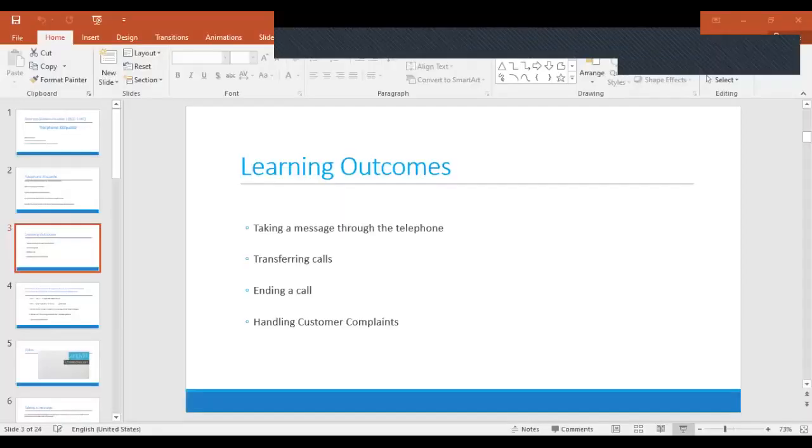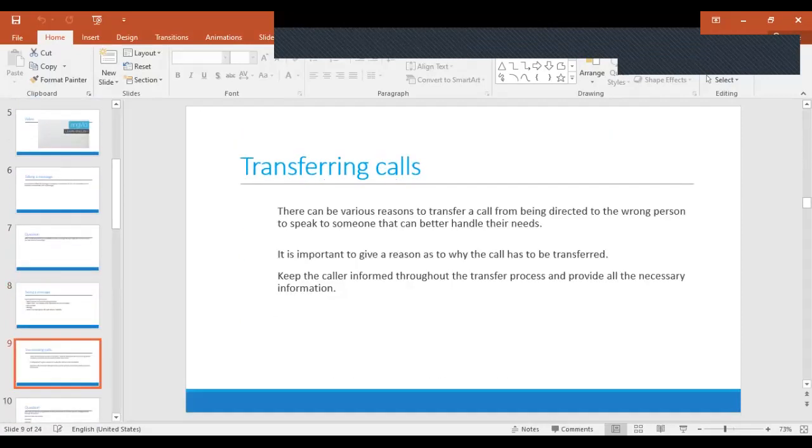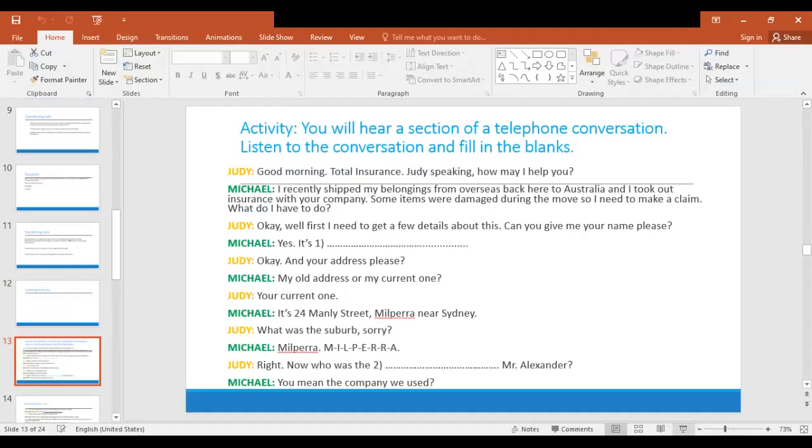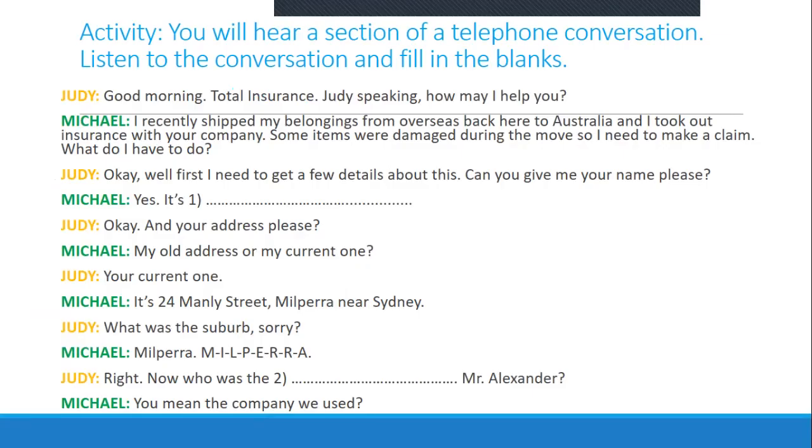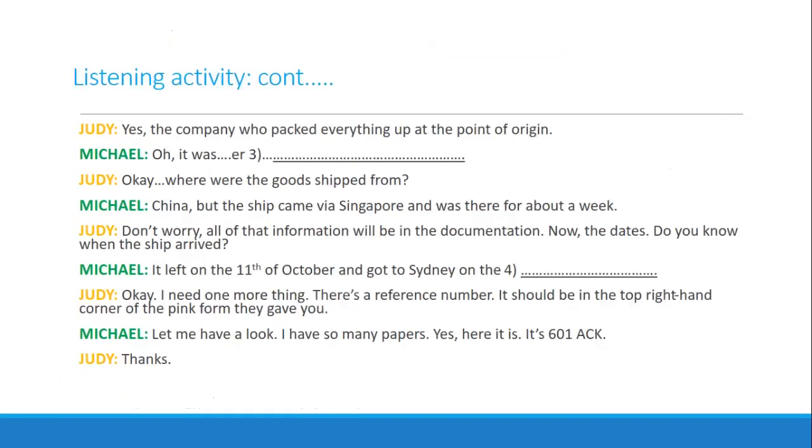He's back here to Australia, and I took out insurance with your company. Some items were damaged during the move, so I need to make a claim. What do I have to do? Okay, well, first I need to get a few details about this. Can you give me your name, please? Yes, it's Michael Alexander. Okay, and your address, please? My old address or my current one? Your current one. It's 24 Manly Street, Milperra, near Sydney. What was the suburb, sorry? Milperra. Milperra. Right. Now, who was the shipping agent, Mr. Alexander? You mean the company we used? Yes, the company who packed everything up at the point of origin.